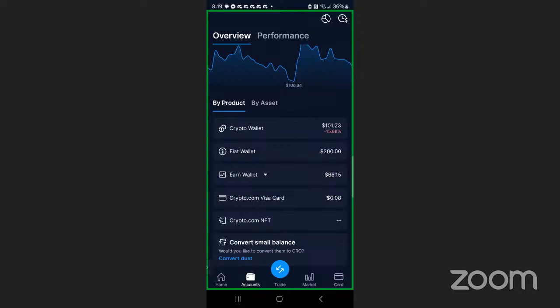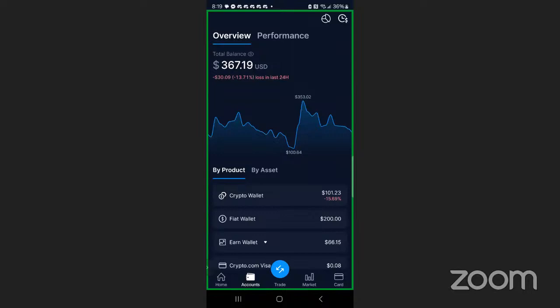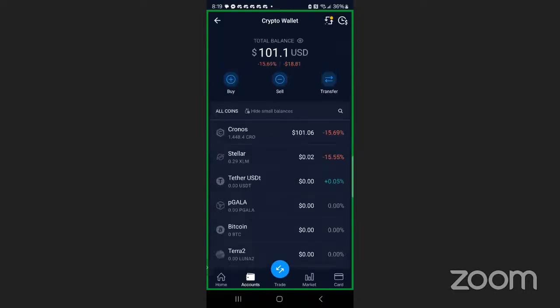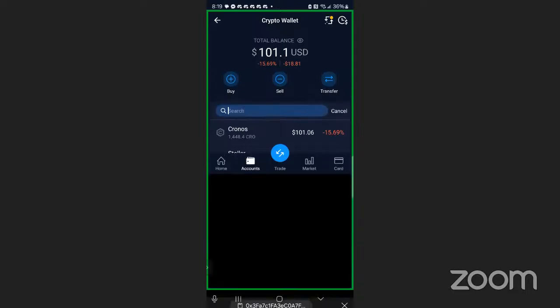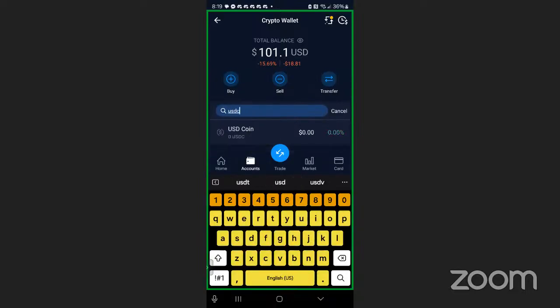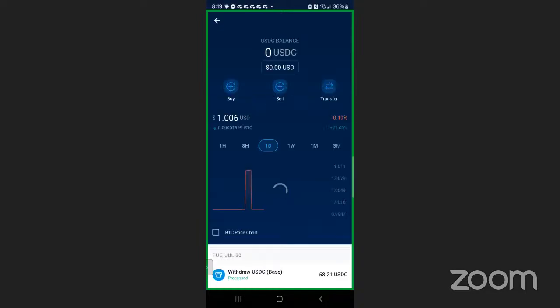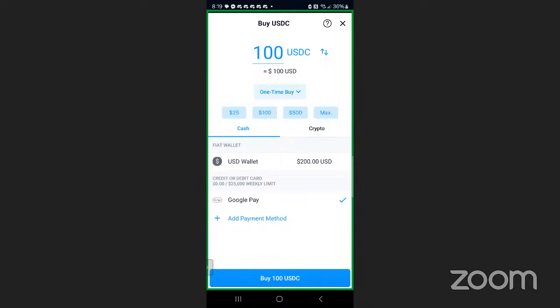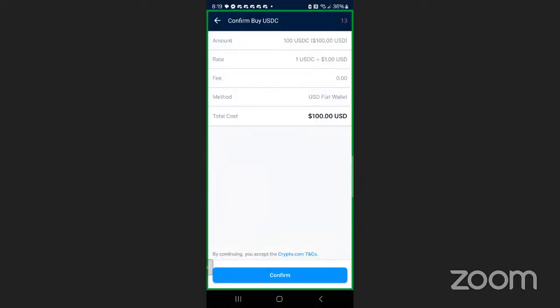Okay, so let's go to accounts, crypto wallet. I need to find USDC, or I can search it right here. And first, I want to buy the coin. Then I'm gonna transfer it. But we need to buy it. I don't have any. So to buy it, I already have some fiat in my wallet. You could use a debit card, credit card, or bank account. Add a payment if you like to purchase your crypto through crypto.com. But like I said, I already have money here. So let me click on that. We're just gonna do $100 for this example. Buy $100 worth of USDC and confirm.